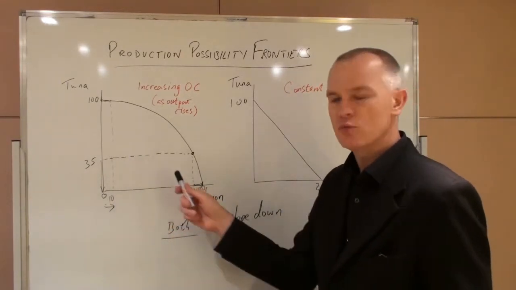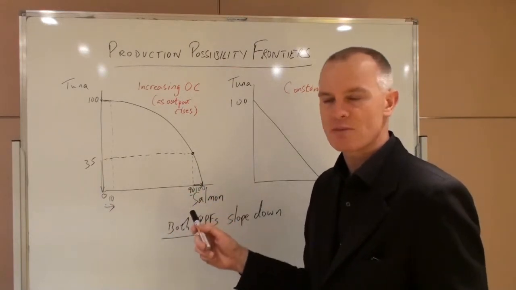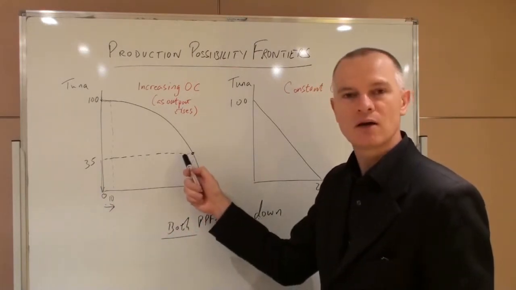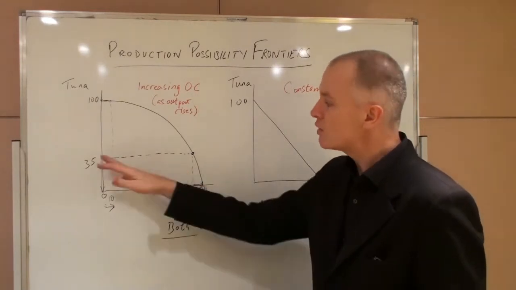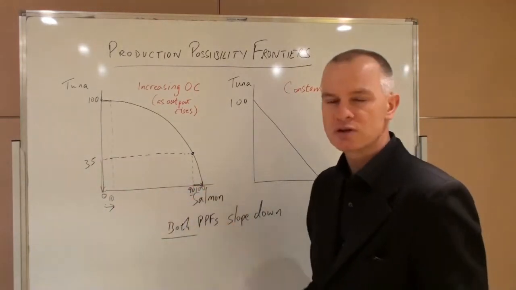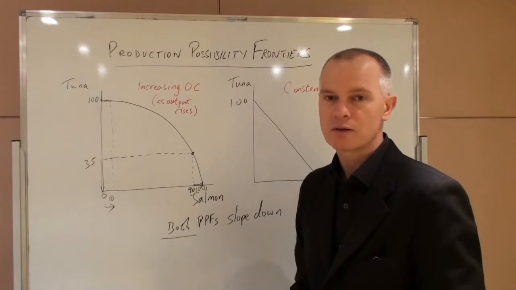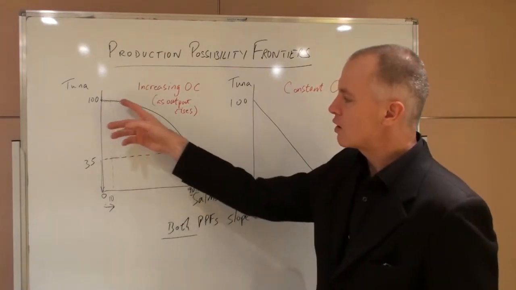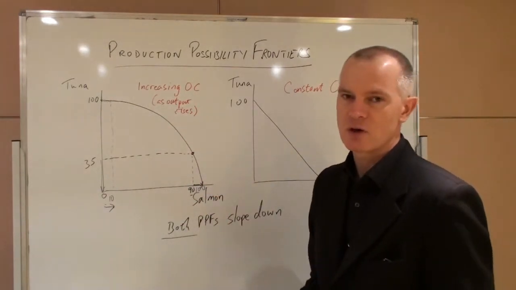As we use more and more of our fishing grounds just to produce salmon, eventually we must take away from those resources which are particularly good for producing tuna and which yield few salmon, relatively speaking. Thus we can see a concave to the origin, increasing opportunity cost.